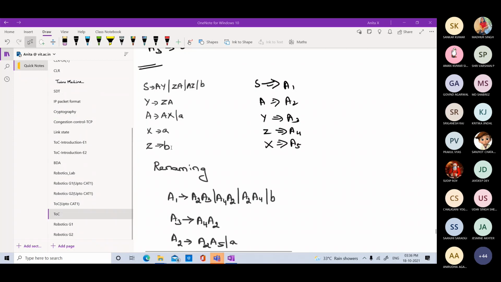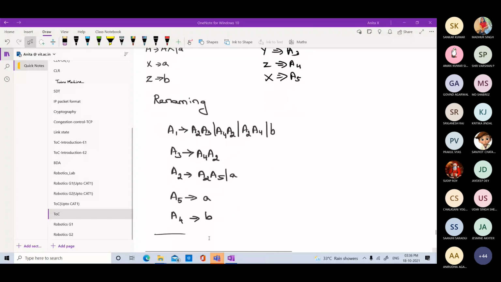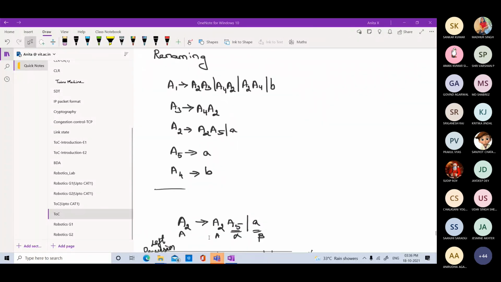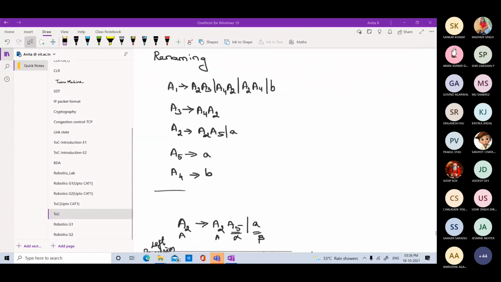As you are aware, this is in Chomsky normal form. The first step is renaming. A as A1, the next non-terminal A2, the next non-terminal A3, the next non-terminal A4, and then X is A5. After renaming, we rewrite the set of productions. Here you can see I is less than J: 1 is less than 2, 1 is less than 4, 1 is less than 2, 3 is less than 4. Whereas here comes the deviation.